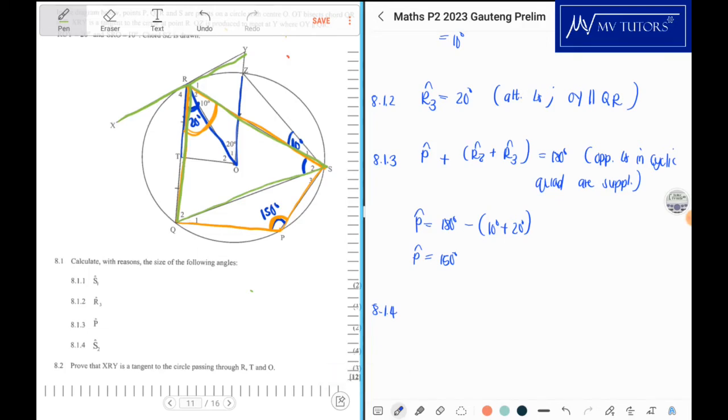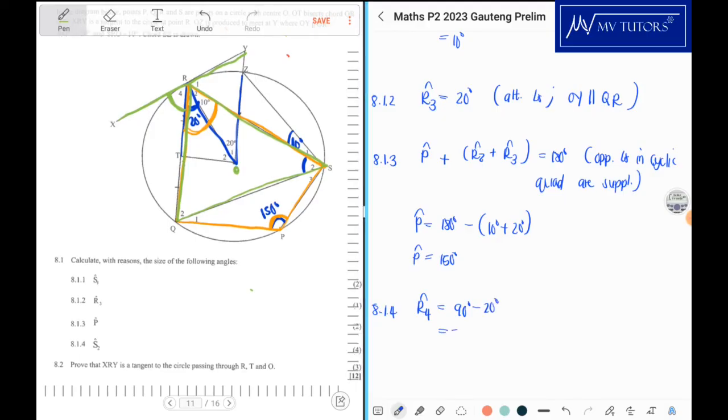If I were to use the tan chord theorem, S2 would be equal to R4. But do I have R4? I can definitely get R4. Remember we said a line from the center to the circumference will be perpendicular to a tangent line. So basically R4 plus R3 should give you 90 degrees. So R4 is 90 minus 20 degrees, which is 70 degrees.